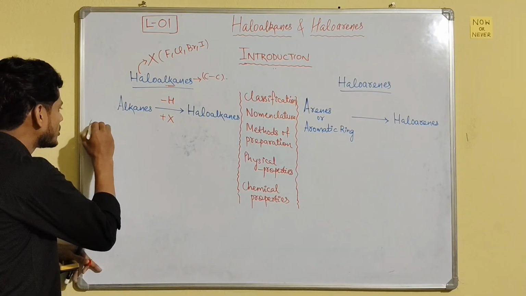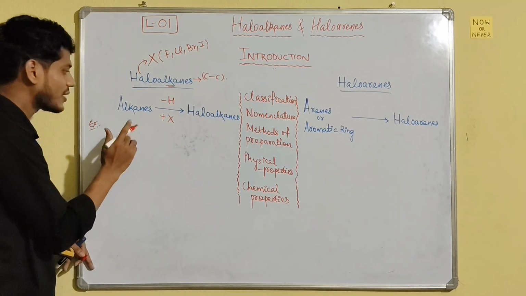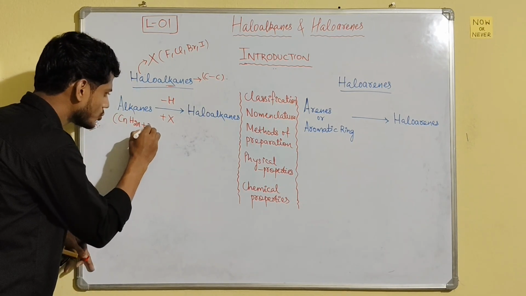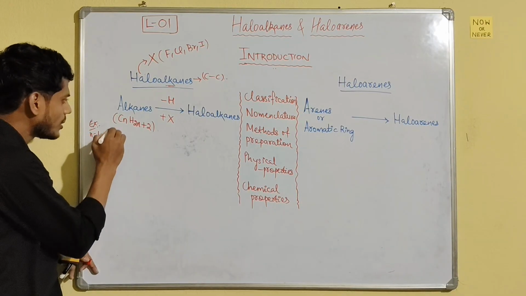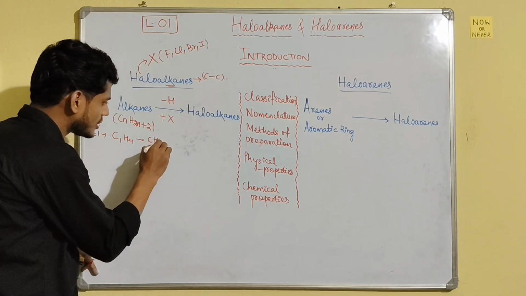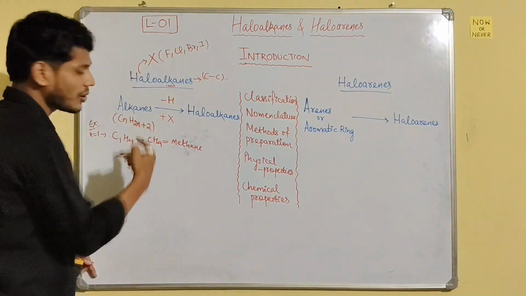Let us take two examples. So before we start, what is the general formula of alkane family? That is CnH2n plus 2. Okay, so if you put n equal to 1, so what will be the formula? That is C1H4, which is equal to CH4, that is methane. So methane is the first member of alkane family.